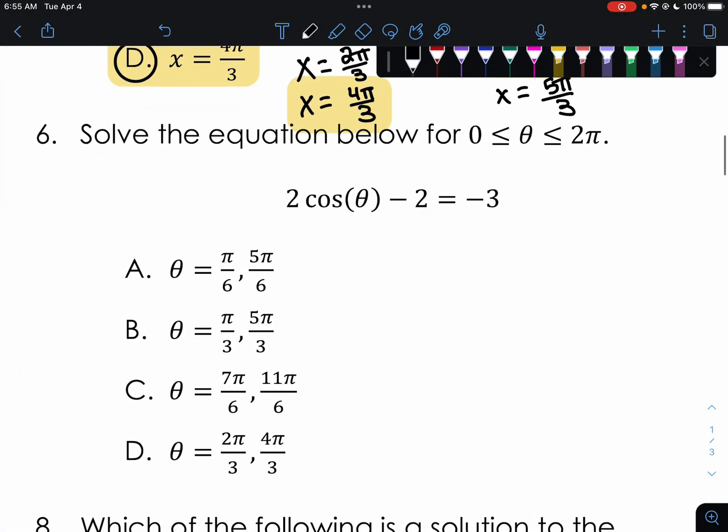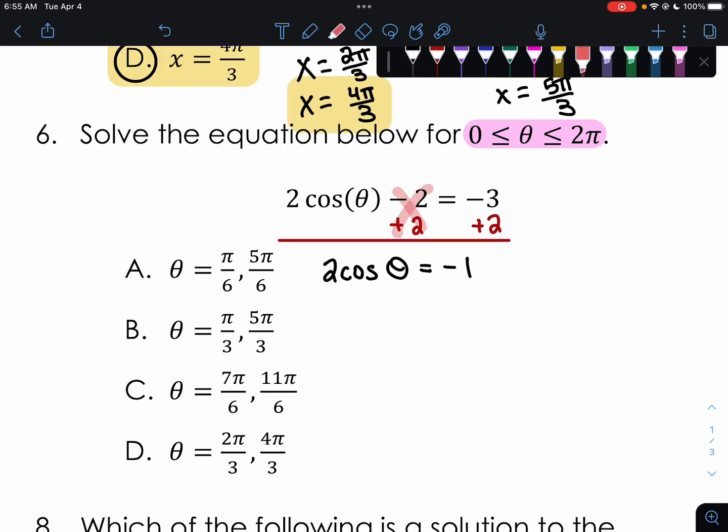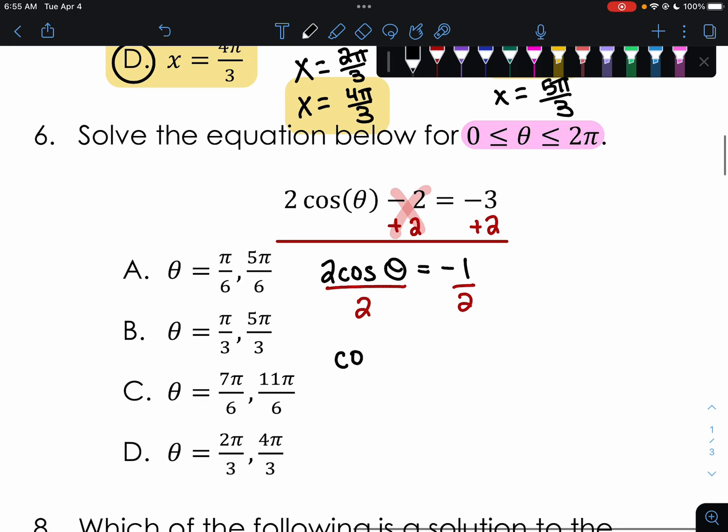Going to the next one, we're going to solve the equation below for 0 to 2 pi. So I have this right here. I'm going to start by adding 2 to both sides. When I add 2 to both sides, I get 2 cosine theta equals negative 3 plus 2 is a negative 1. These 2's cancel out. Then I'm going to divide both sides by 2. And this leaves me with cosine theta is equal to a negative 1/2.